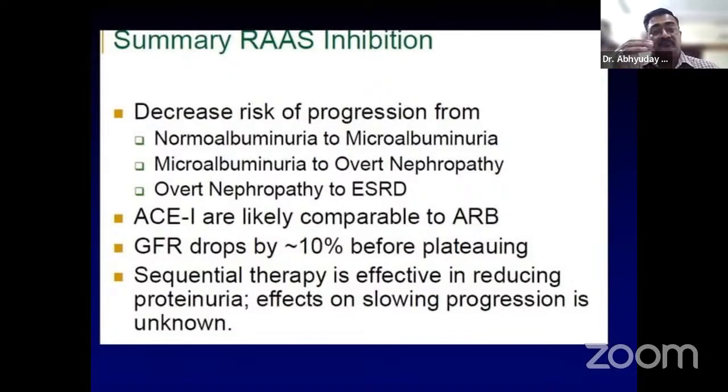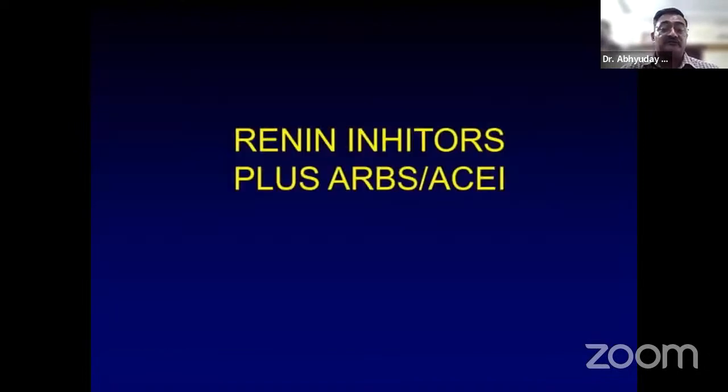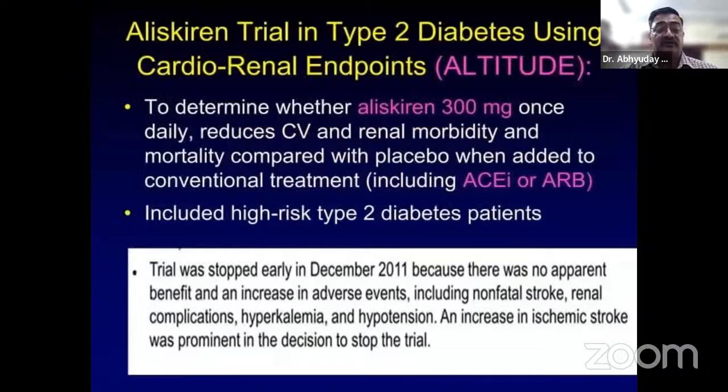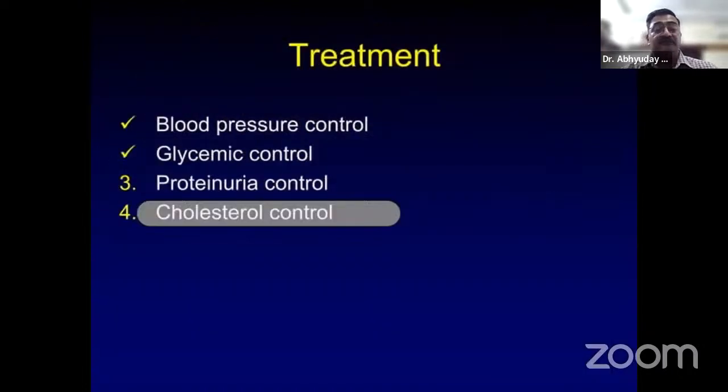And we can see, as I said, ACE inhibitors or ARBs, then we can use MRAs also and other recently available drugs also, but it should be sequential. And don't start immediately. Wait for some time and keep on adding the drug if the response is not achieved. Renin inhibitors, I was talking to you about, plus ARBs and ACE inhibitors, we have aliskiren, but here the trial was stopped because there was no apparent benefit, and in fact there was increase in adverse events.